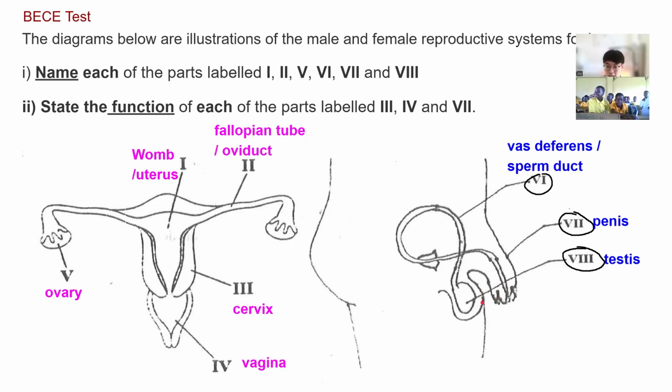So the testis or the testicles, they produce the sperm. And they also produce the hormones. Remember the testosterone. So let's look at some of the functions. So does anyone remember the function of 3 or cervix?